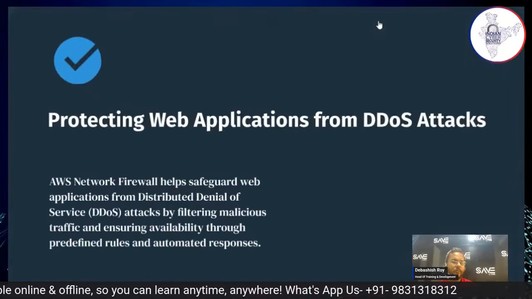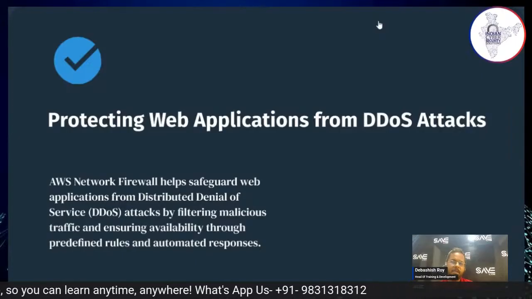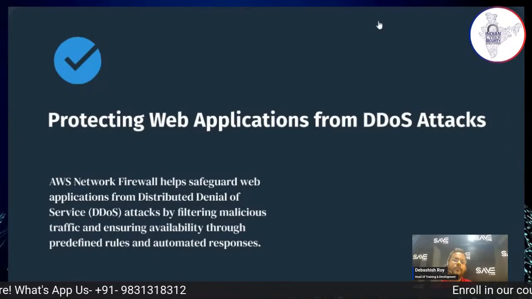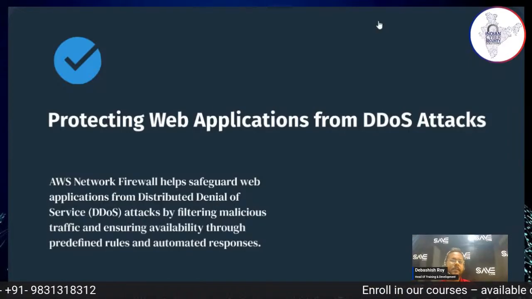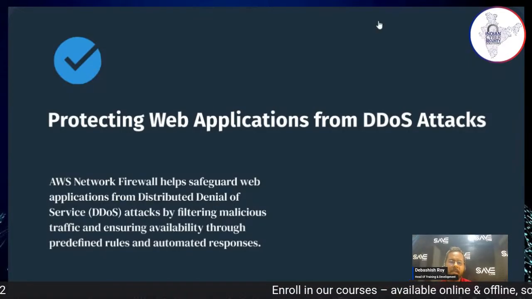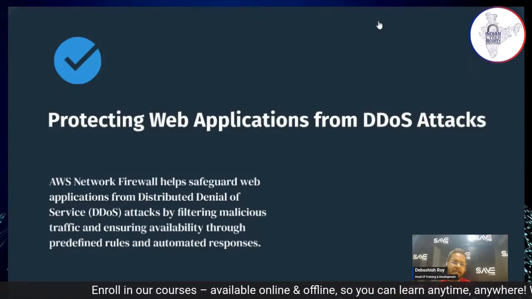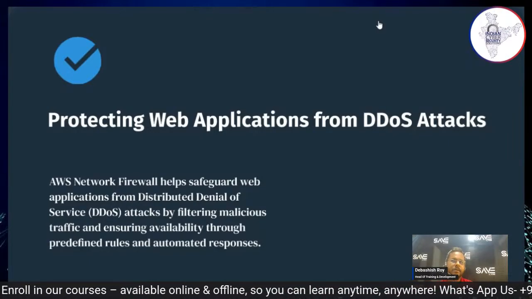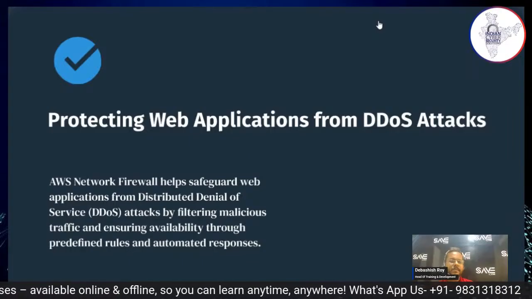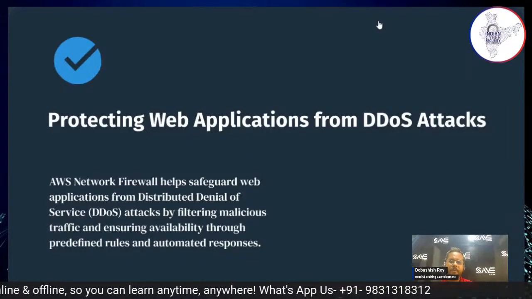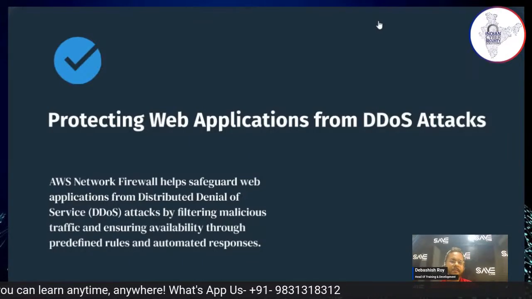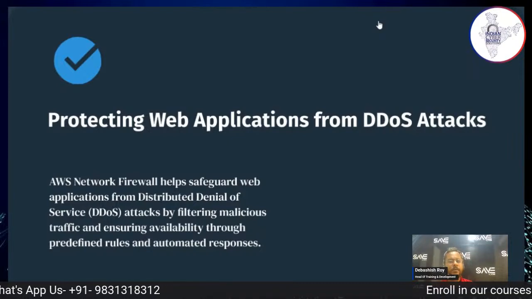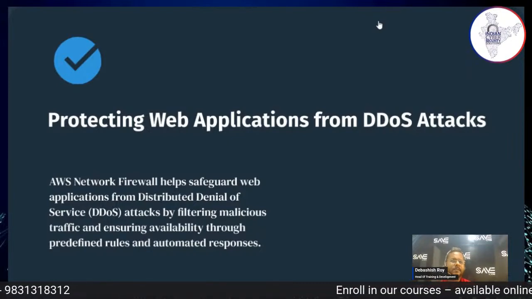First is protecting web applications from DDoS attacks. We have deployed the firewall, but now we have to understand where to use it. In a distributed denial of service attack, an array of systems target a single system, so you have to prevent that. AWS Network Firewall helps safeguard web applications from DDoS attacks by filtering the malicious traffic and ensuring availability through predefined rules.